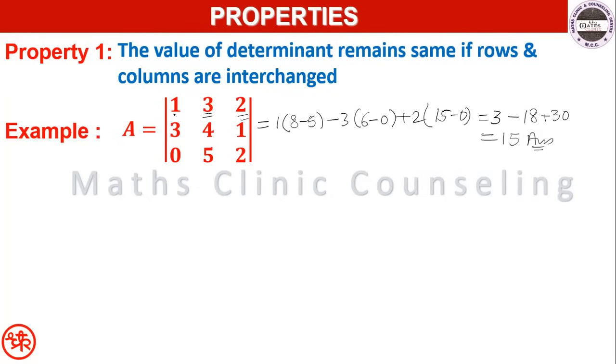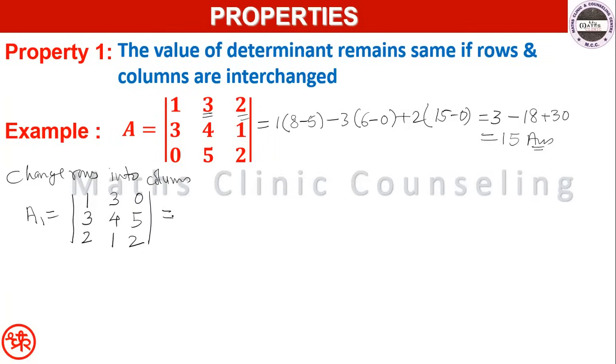Okay, now by this property what do we do? We change rows into columns. So a new determinant A1 will form. The first row 1 3 2 becomes the first column. The second row 3 4 1 becomes the second column. The third row 0 5 2 becomes the third column, 0, 5, 2.